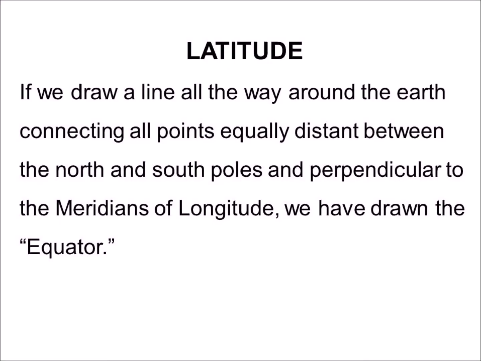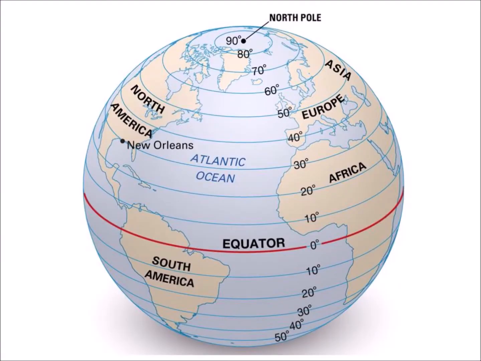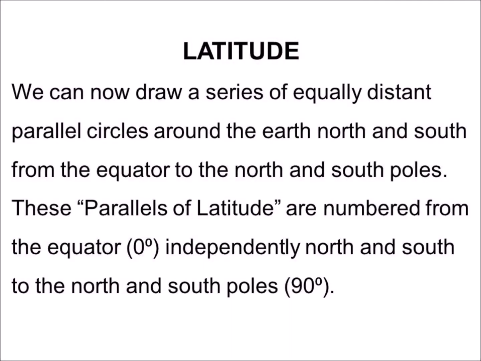Now let's look at latitude. If we draw a line all the way around the Earth, connecting all points equally distant between the North Pole and the South Pole, and perpendicular to the meridians of longitude, we will have drawn the equator. And here's our schematic showing the equator in red circling the Earth in northern South America and Central Africa. We can now draw a series of equally distant parallel circles around the Earth, north and south from the equator, to the north and south poles.